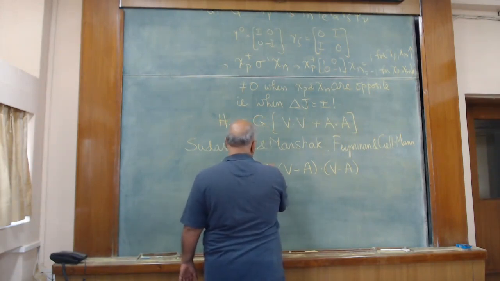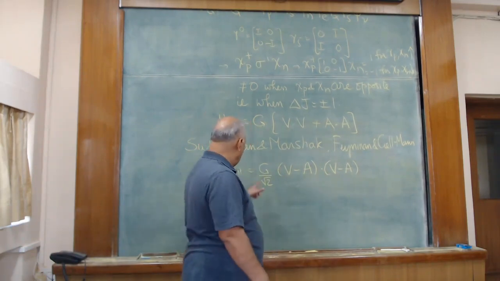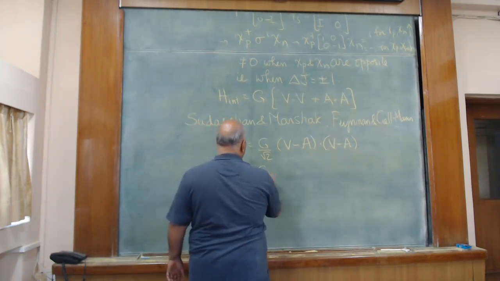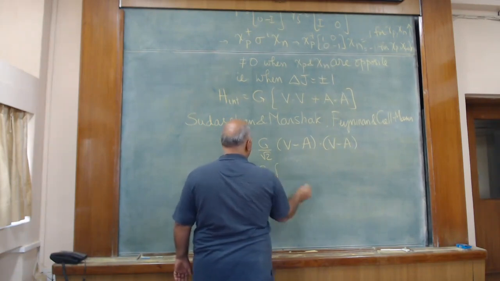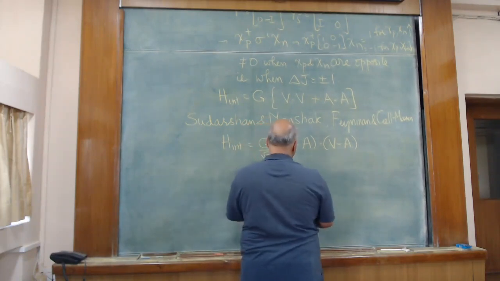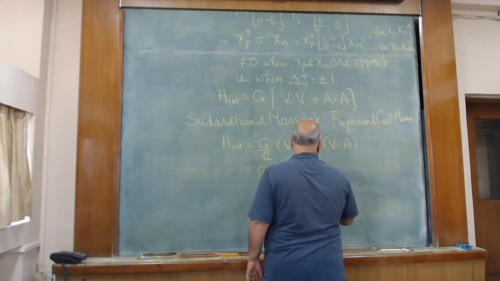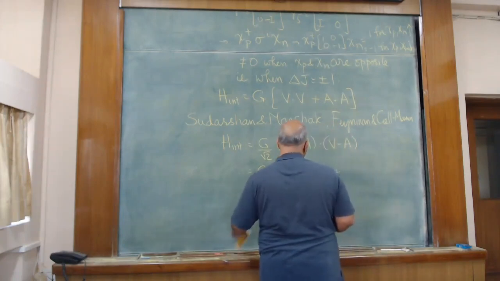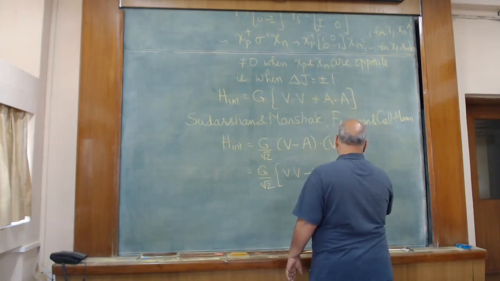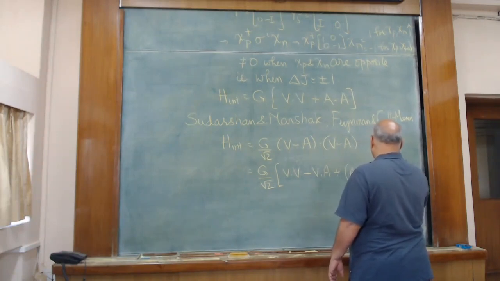Okay, let me put G by root 2, and why the root 2 we'll see in a minute. So if I expand it out, I get G by root 2 times V dot V minus V dot A plus A dot A minus A dot V.